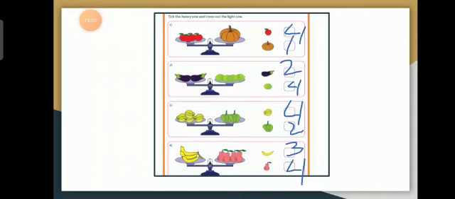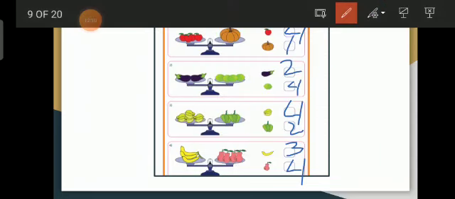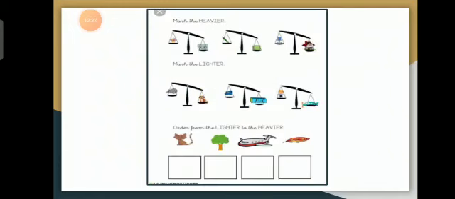the question is, tick the heavy and cross out the light. Tick the heavy and cross out the lighter. Okay, heavy, these are the lighter. Heavy, lighter. Heavy, lighter. Okay, this is how you will find out the light things and the heavy things. Now I am going to erase my rough work, move to the next one.